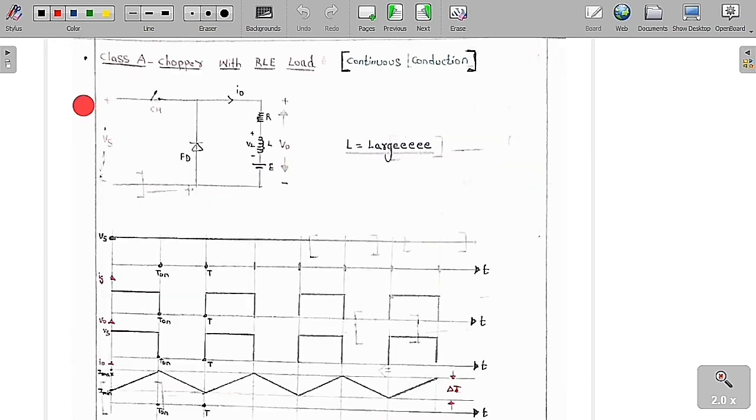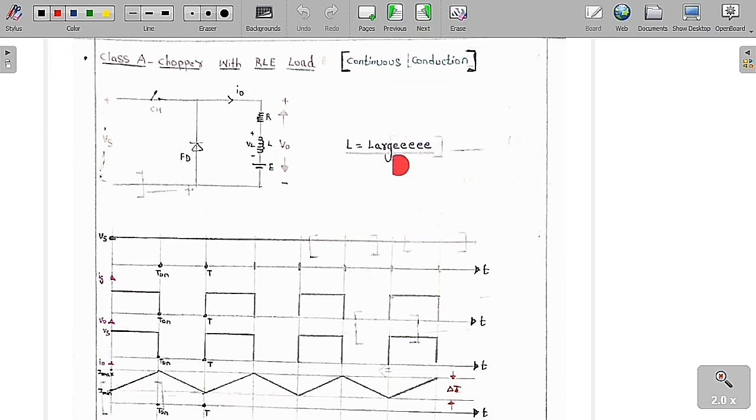Now we are going to discuss one more important concept, which is the class A chopper with RLE load in the continuous conduction mode. Continuous conduction means here we are going to choose the inductance of very large value.